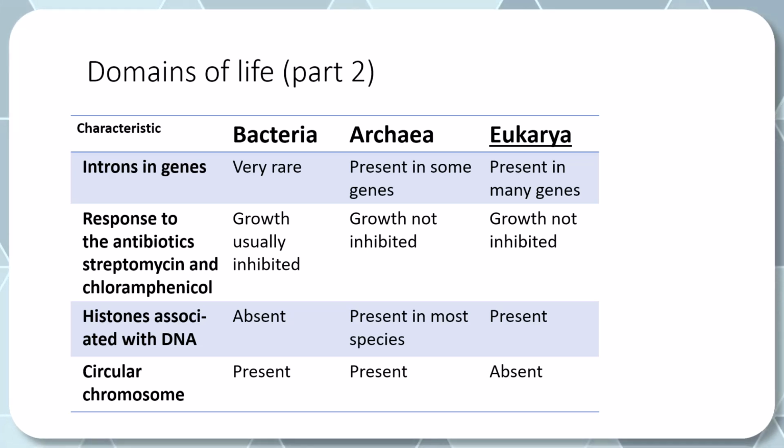Histones are associated with DNA. Does anybody remember what a histone is? Remember, a histone is that protein that the DNA winds around to package the DNA. So not present in bacteria, but present in some species of archaea and in many eukaryotic organisms. So not bacteria, but in archaea and eukarya. And then circular chromosomes. Typically, bacteria and archaea have circular chromosomes, but eukaryotic organisms have linear chromosomes.